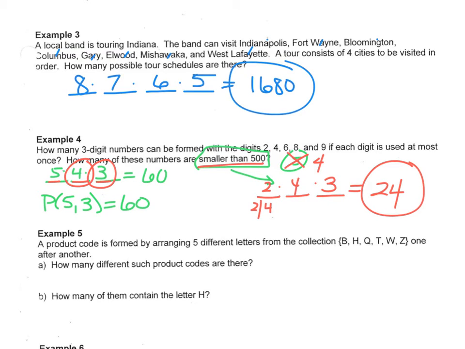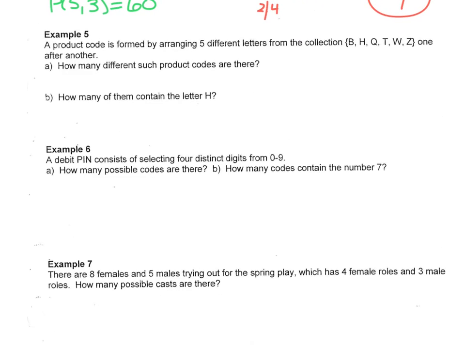Okay, let's look at just 2 more examples. A product code is formed by arranging 5 different letters from the collection of BH, QT, WZ, one after another. 1, 2, 3, 4, 5, 6. So it says that there are 5 different letters, but there are 6 different choices. Just wanted to note that. It says how many different such codes are there.